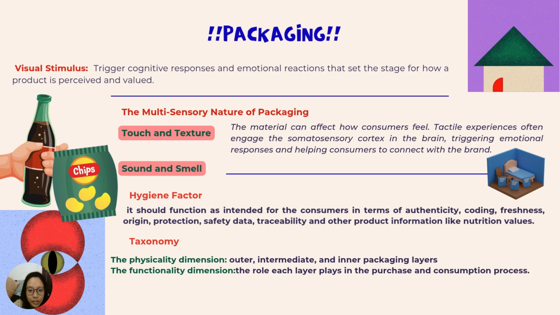Visual stimuli such as color, designs, material, and shape are the first things consumers notice when they interact with product packaging. These visual elements can trigger cognitive responses and emotional reactions that set the stage for how a product is perceived and valued. Packaging as a visual stimulus has a pertinent role because it's closely connected to many brands and products. Individuals have unique images of these brands in memory, and packaging can in many cases represent the associations with the brand's product.